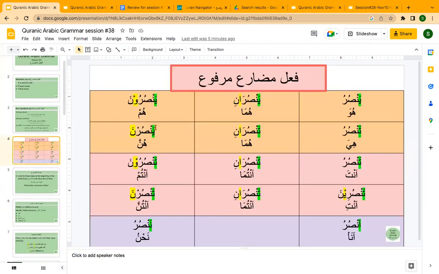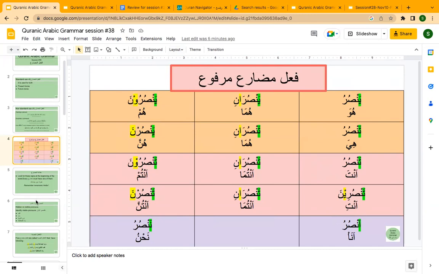Okay. So now I spoke about the entire table. Or did I? I told you what will happen in the mansoob and majzoom state and the maf'ul state of the first column. I went over the whole dual column. I went over yansuruna, but I did not touch yansurna. I went over tansuruna, but I did not touch tansurna. I went over nansuru, right? What about these two, yansurna and tansurna?